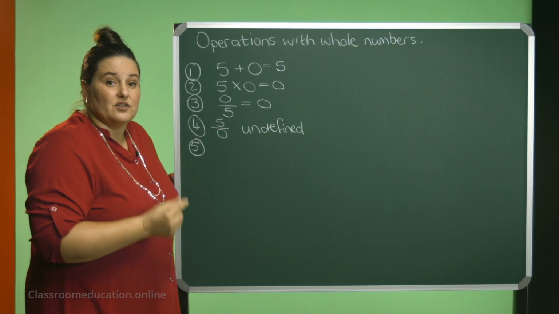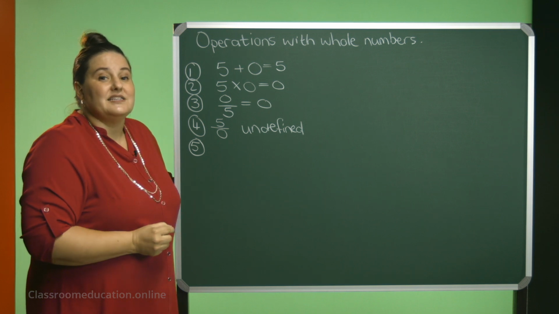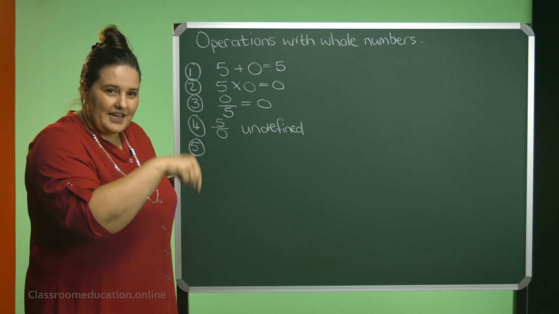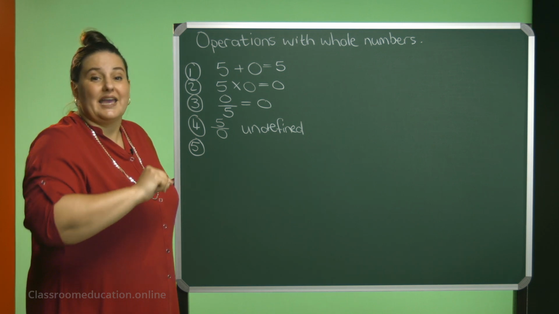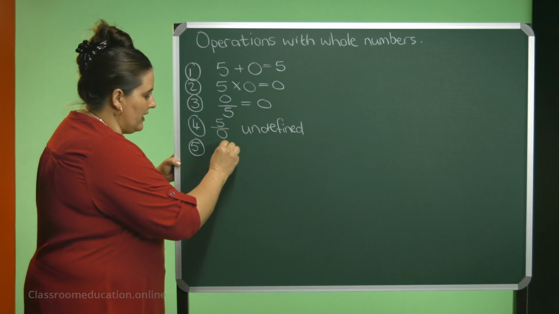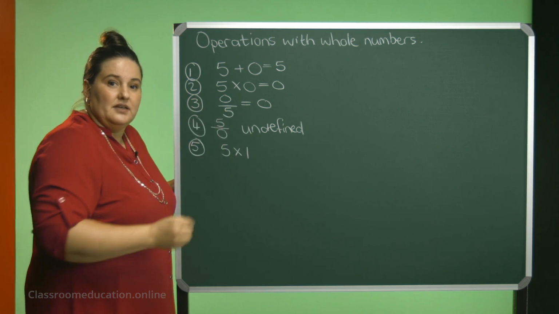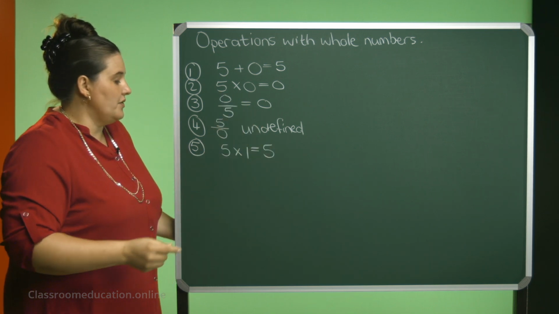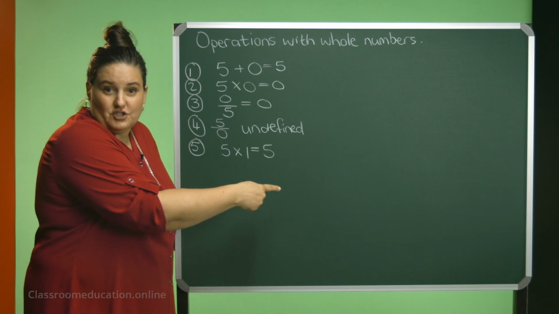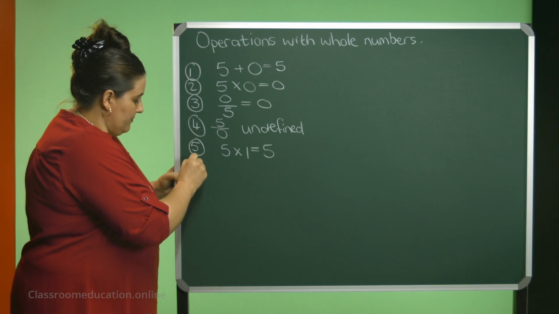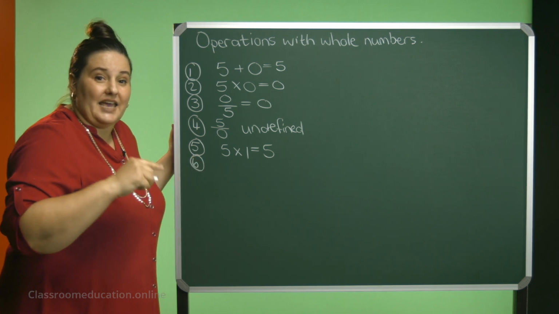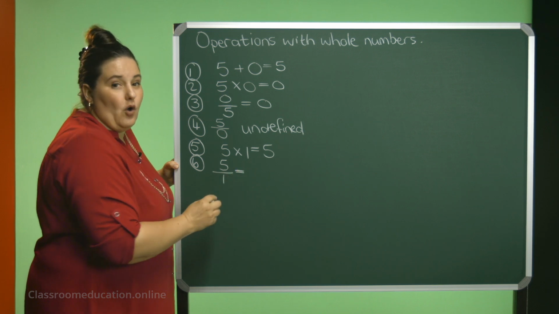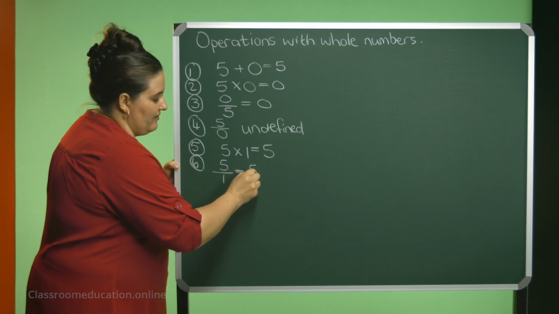Some characteristics of the 1. 1 is the identity element of multiplication. What does that mean? If I multiply any number with a 1, let's do that, 5 times 1. The answer remains 5. So the identity of the 5 did not change. Another thing about the 1. If I divide any number by 1, for instance, 5 divided by 1, it also stays as 5.